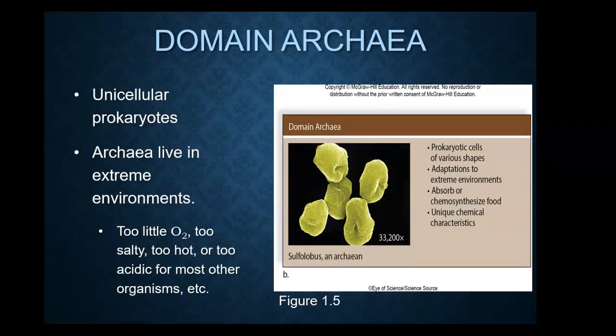The unicellular prokaryotes in archaea, usually these guys live in extreme environments, and so these guys are called the extremophiles. They exist usually in conditions that are too extreme for other organisms to exist in. So generally too little oxygen, or they may be too salty, or too hot, or too acidic for most other organisms to survive.